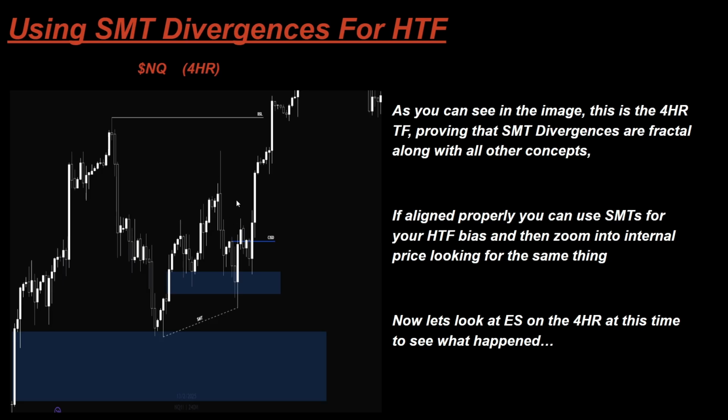So with SMTs, for example, we're using the 4-hour chart on NQ, and as you can see in this image, this is the 4-hour time frame, proving that SMT divergences are fractal along with all other concepts. Like I said, if aligned properly, you can use SMTs for your higher time frame bias, and then after identifying that, you can zoom into internal price looking for the same exact thing. Because like I said, price is fractal. You can look for the same exact thing on every single time frame.